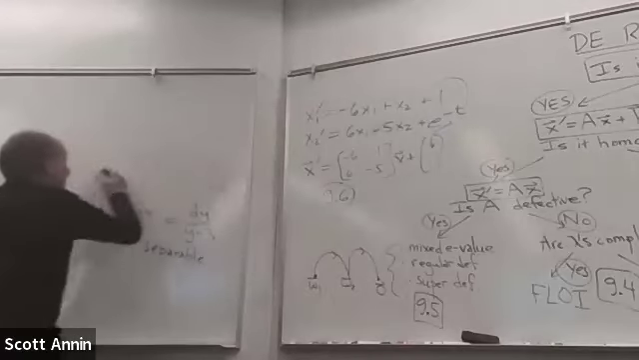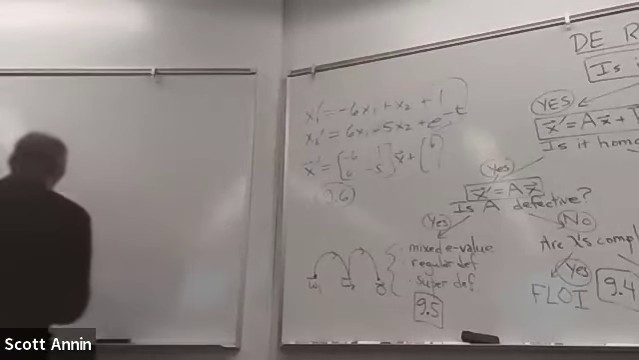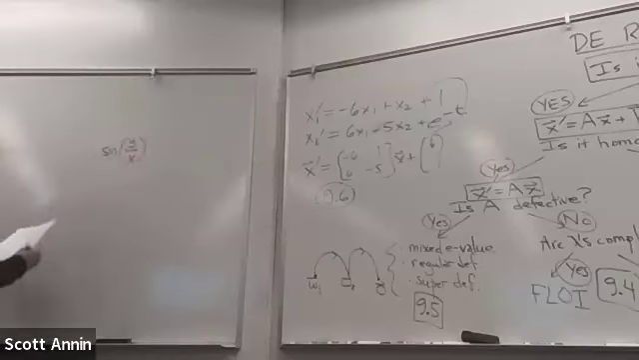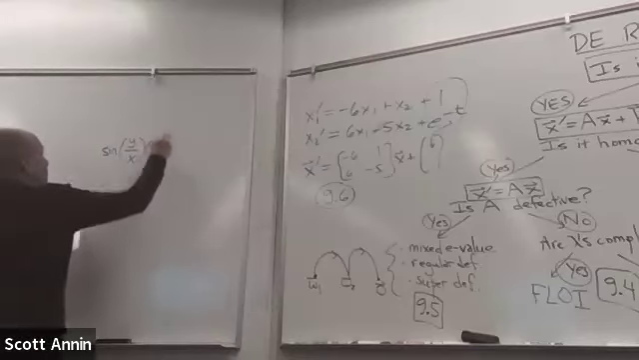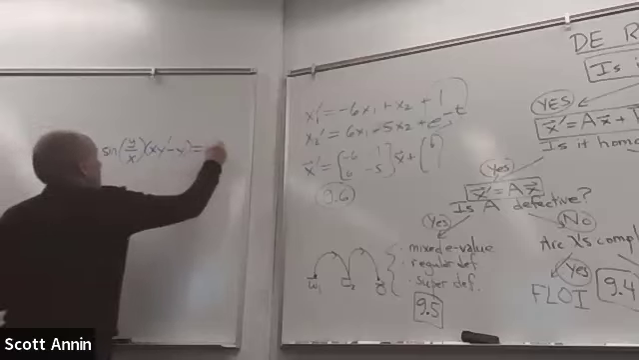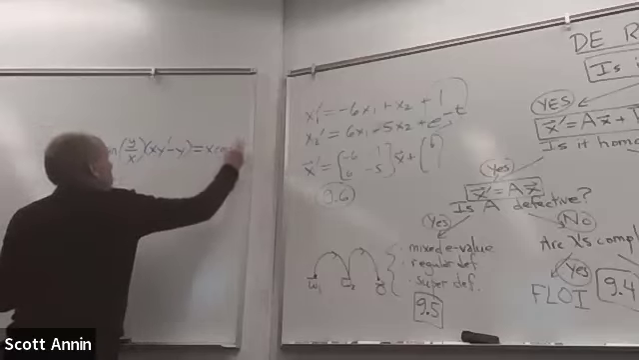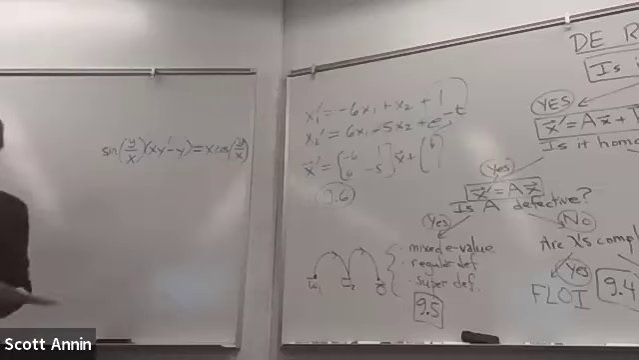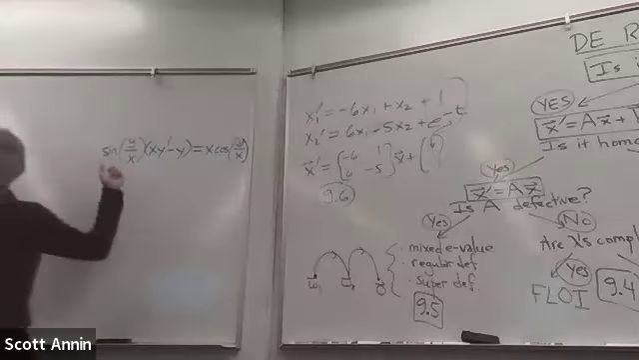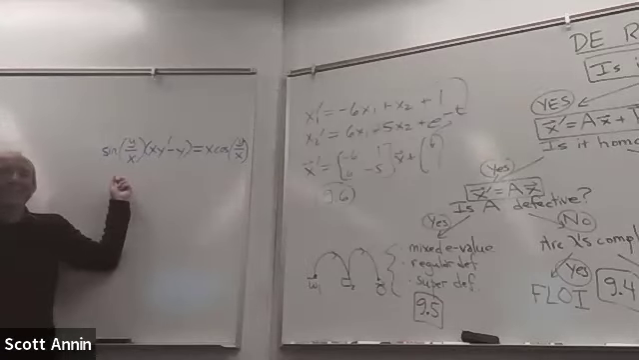Let's look at the third case here. The third case is the sine of y over x times the quantity xy prime minus y equals x times the cosine of the quantity y over x. So is that a system of differential equations? That does not look like a system to me.